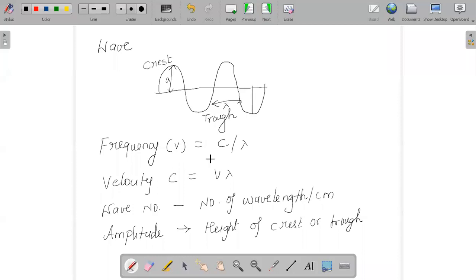There is a relation between your frequency and your wavelength. If we know the frequency or wavelength, we could conclude how to relate the velocity. And there is a wave number, which is nothing but the number of wavelengths, but here the criterion is it should be per centimeter. If we are able to calculate the number of wavelengths per centimeter, then we term it as a wave number. This is a very simple concept which you will also study in physics.